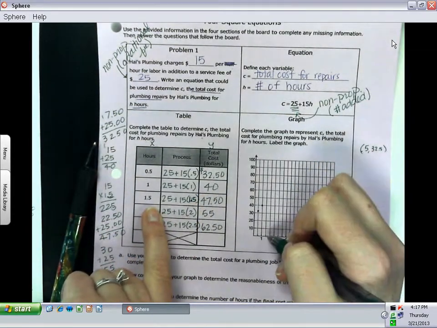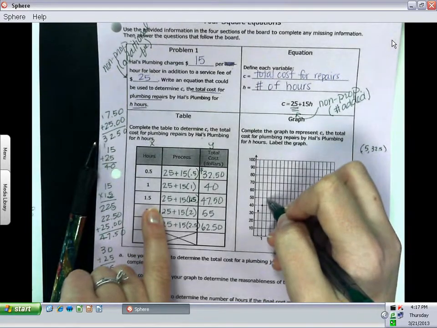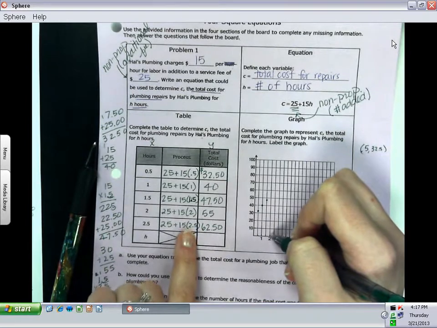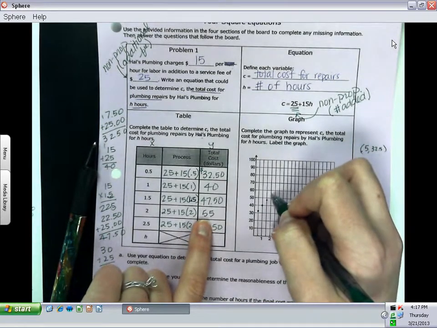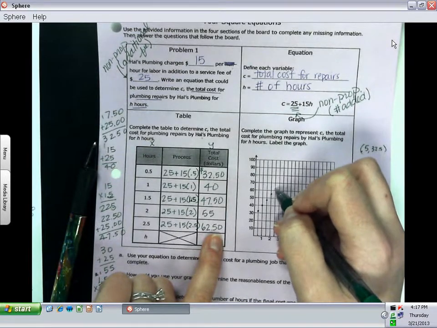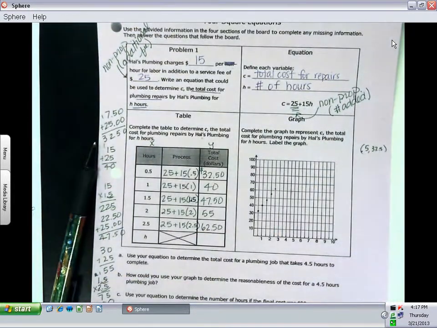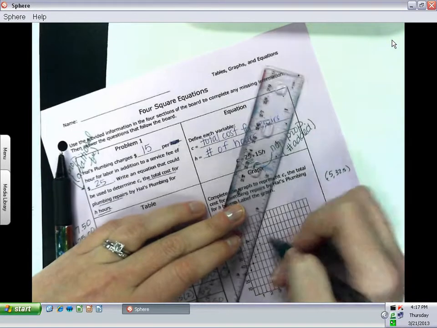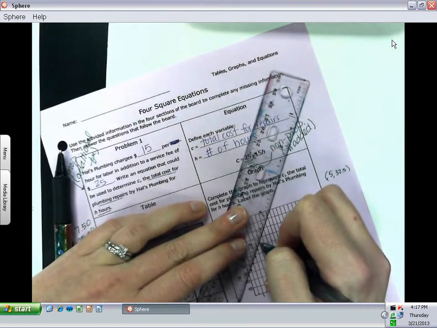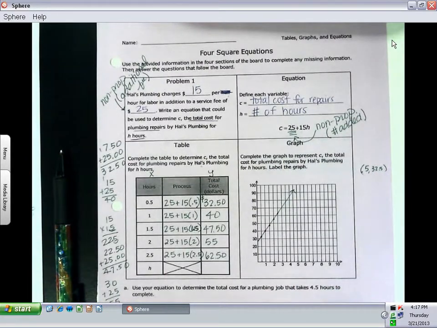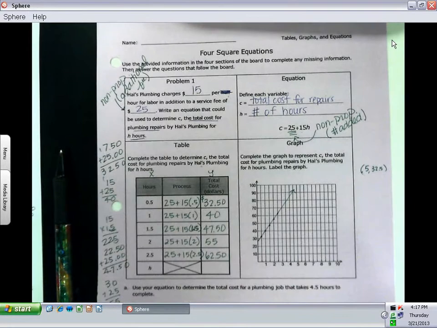Then 1.5 and 47.50. 2 and 55. And then 2.5 and about 62.5. And if you have a ruler, it might help you out here. You can draw a line and connect your dots. And this has an arrow on the end because house plumbing may be at your house for more hours than what you can see on the graph.